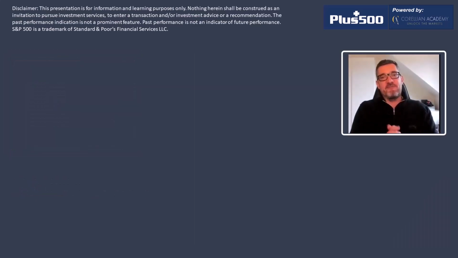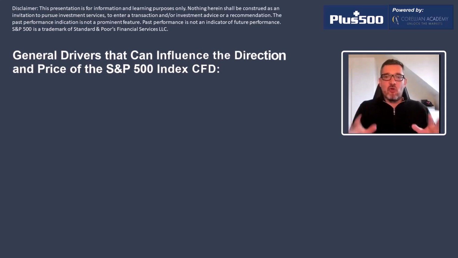Okay, so that's the basic facts. Let's look at some of the general drivers that can each have an influence on the direction and price of the S&P 500 index at certain key times. These can be split into 3 general categories, all of which are important considerations when planning any trade.